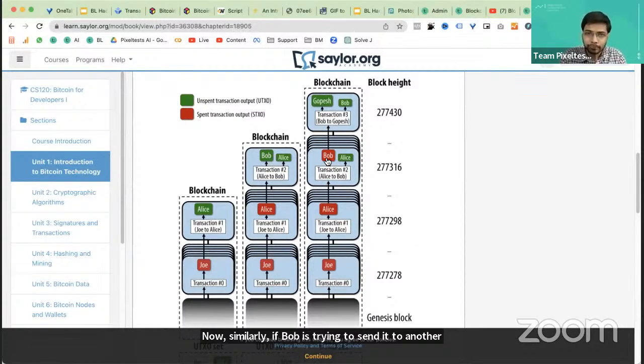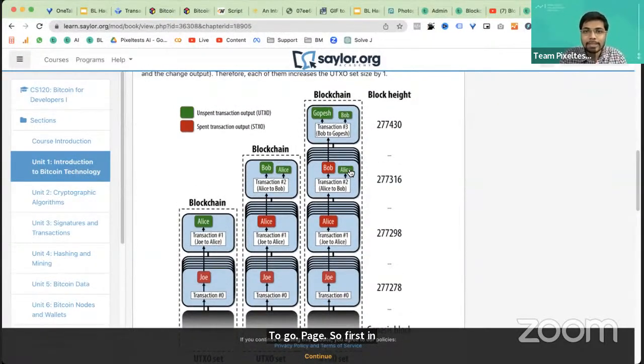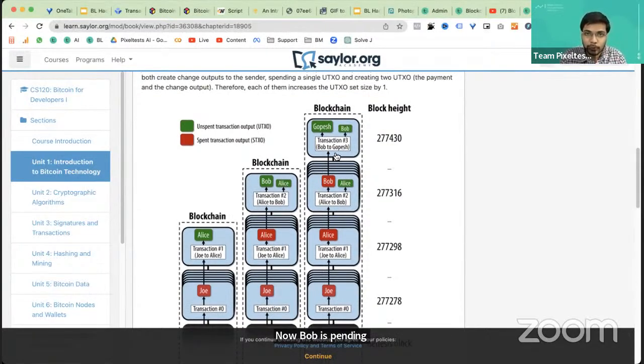So first, in this transaction here, Alice's UTXO is unspent because it is with her. Now, Bob is spending it. That UTXO got removed or disqualified from the system, and then two new UTXOs got created, for Gopesh and Bob. This is how it goes on, right?